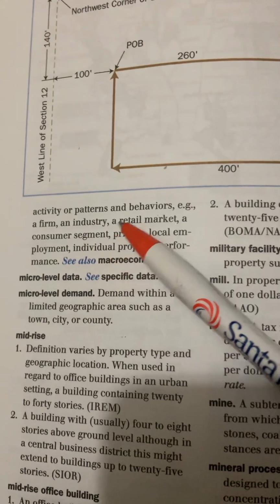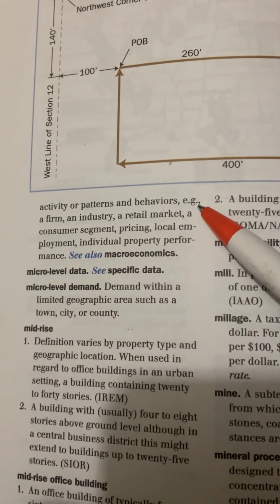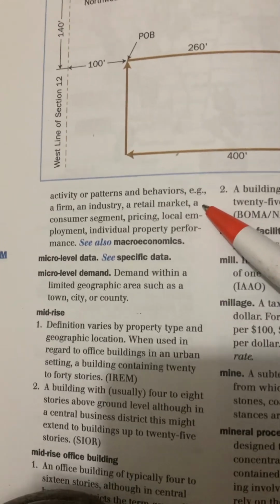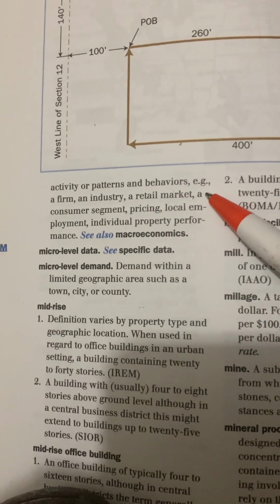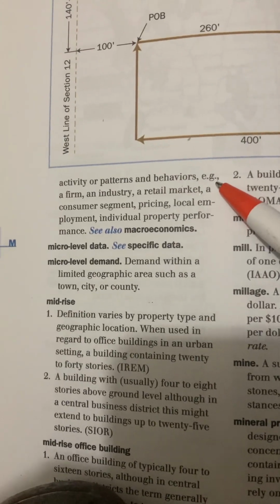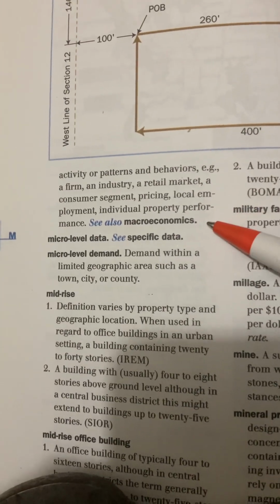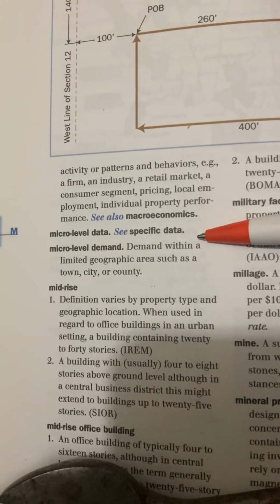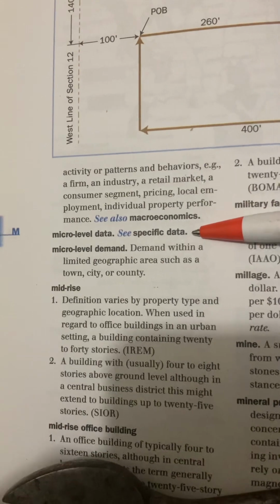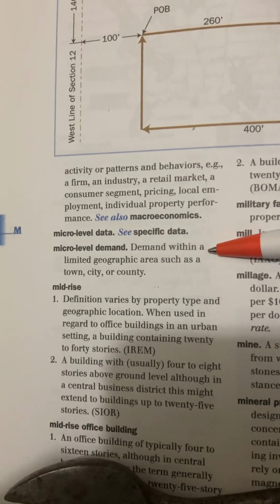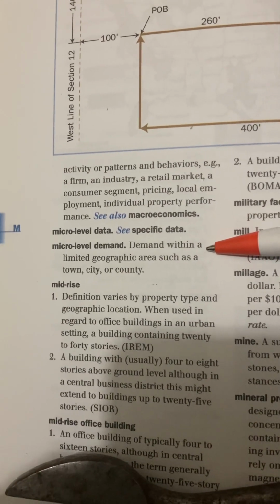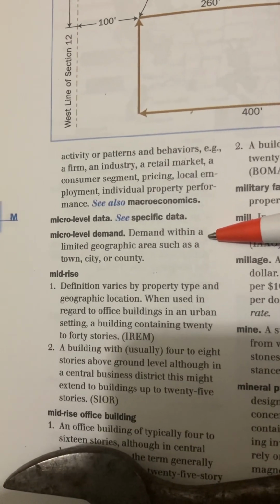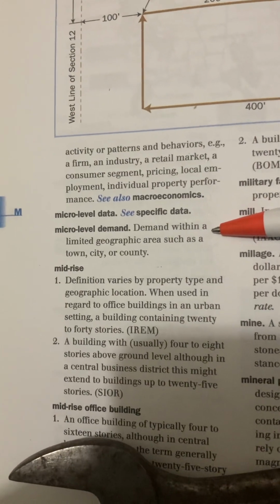Activity or patterns and behaviors. For instance, a firm, an industry, a retail market, a consumer segment, pricing, local employment, individual property performance. See also macroeconomics. Micro level data. See specific data. Micro level demand. Demand within a limited geographic area, such as a town, city, or county.